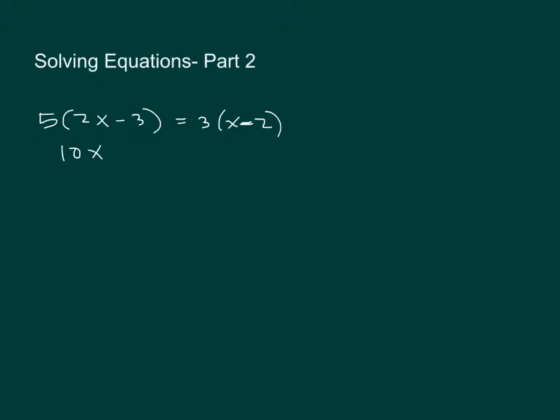10x minus 15 equals 3x minus 6. Okay, let's maintain our x on the left side. So I see a minus 15. What do we do so that we can only have 10x on the left side?